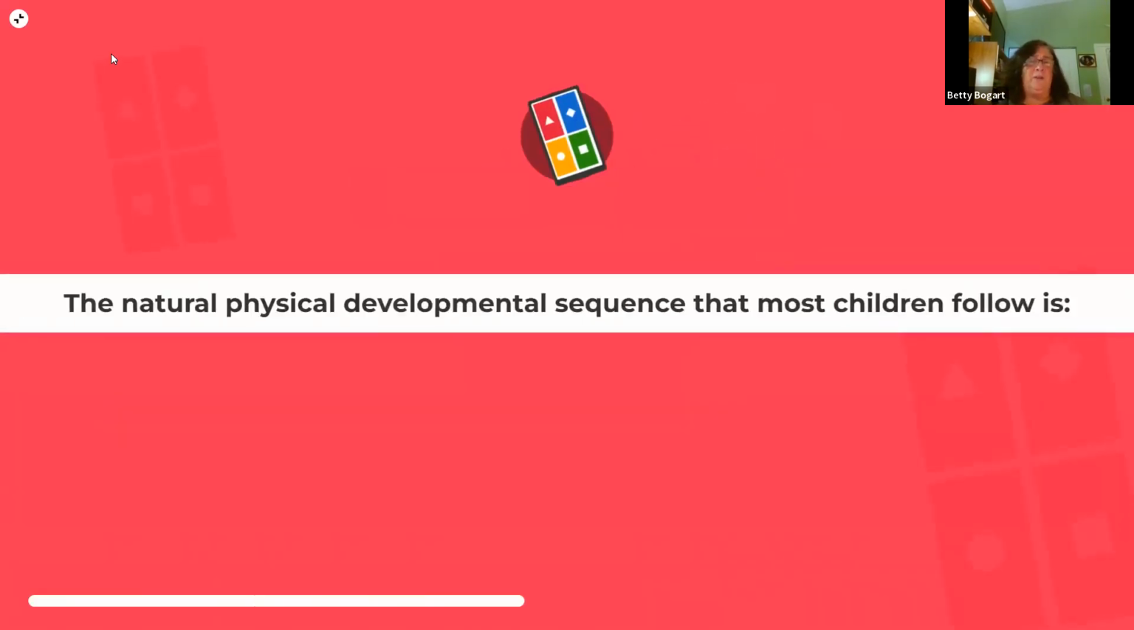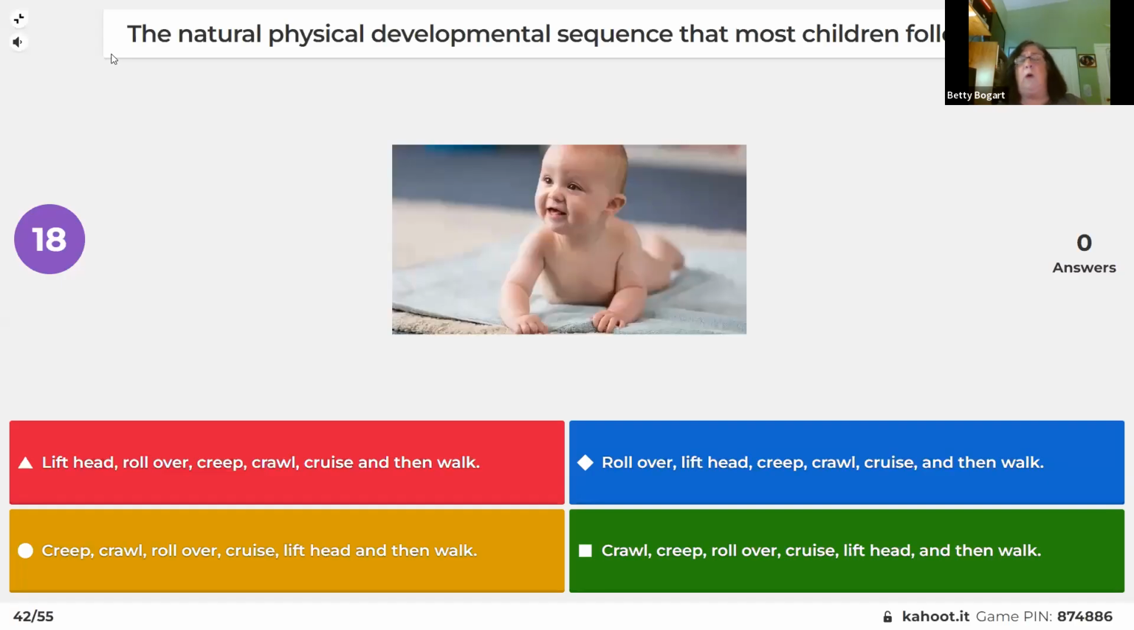The natural physical developmental sequence that most children follow is what? What do we start with? I've said it a few times today.